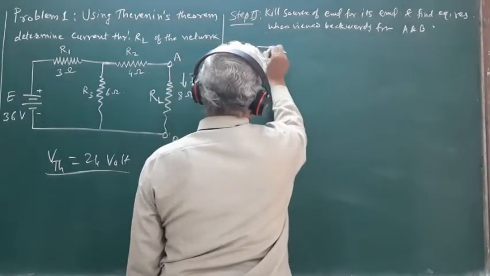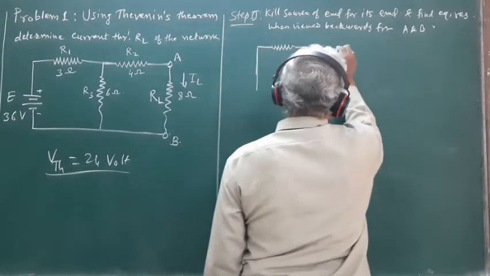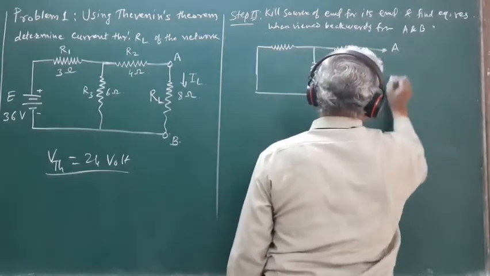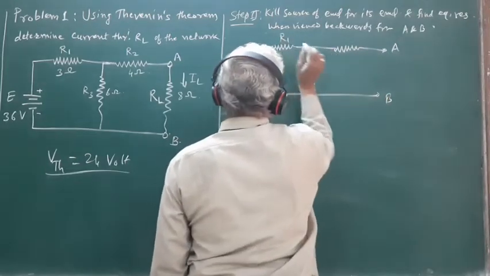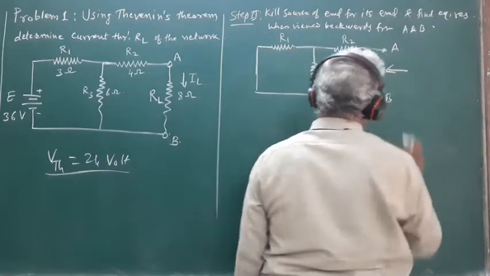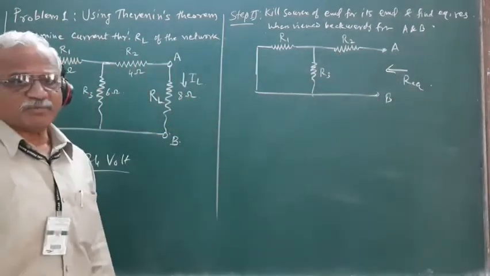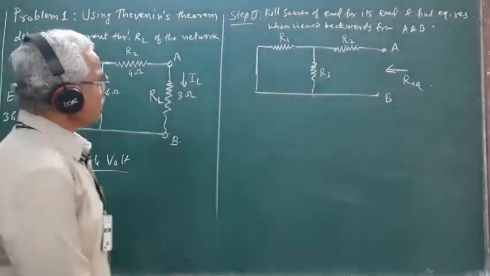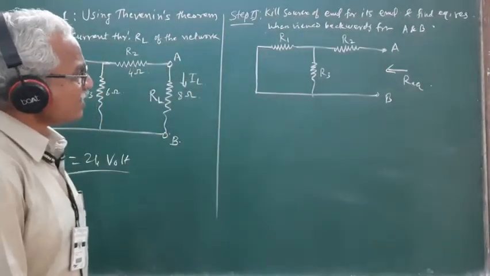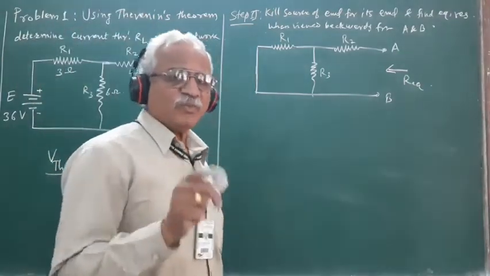This is the first patch, the resistance R1, the resistance R3, the resistance R2, and the open terminals. So this is R1, R2, R3. And when you view this network backwards from the open terminals A and B, when the source of EMF is killed for its EMF, retaining its internal resistance in the circuit gives the value of R equivalent, and this R equivalent is nothing but the value of RTH.